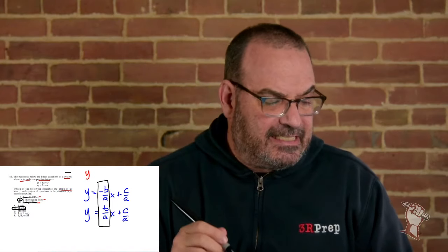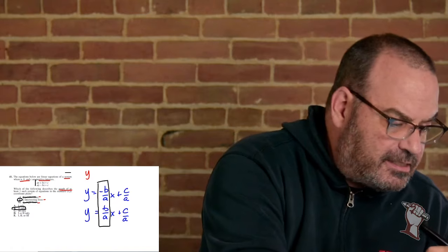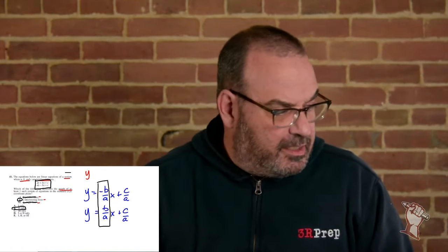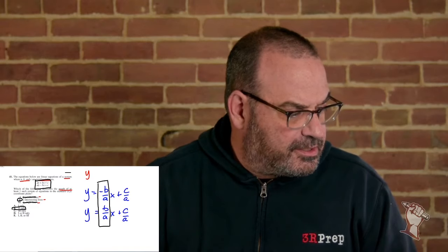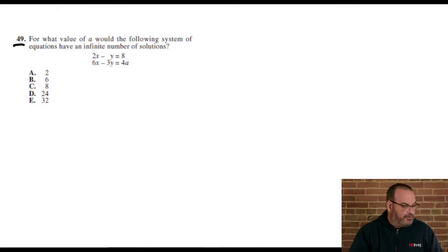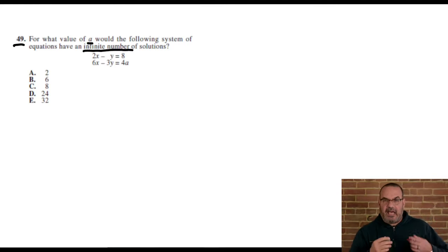The ACT has used this style of question with lines in standard form to do a system of equations for many, many years. It's one of their favorite questions. Here we'll see it again. This is an ACT number 49, so it's in the hard section. It's in standard form, and for what value of a would make the following system of equations have an infinite number of solutions? That means what makes them the same line.